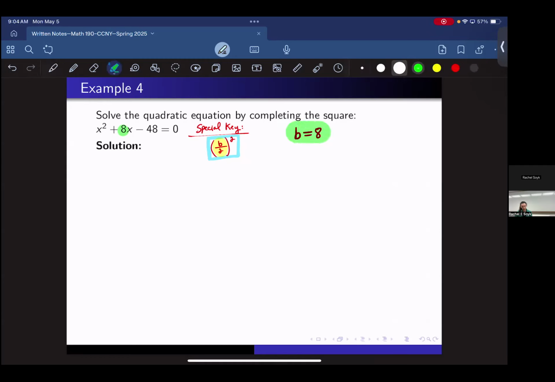8. So when we plug that in, we get 8 divided by 2. And then we square that. 8 divided by 2 is 4. Gotta remember that 4 is just as important as the 4 squared, which gives us 16. And so what does that tell us?